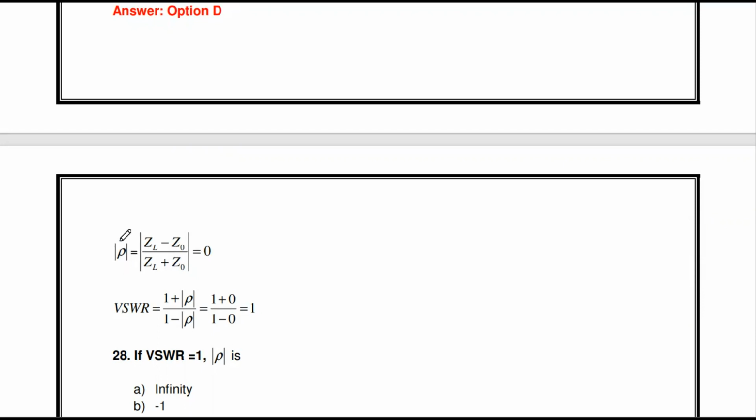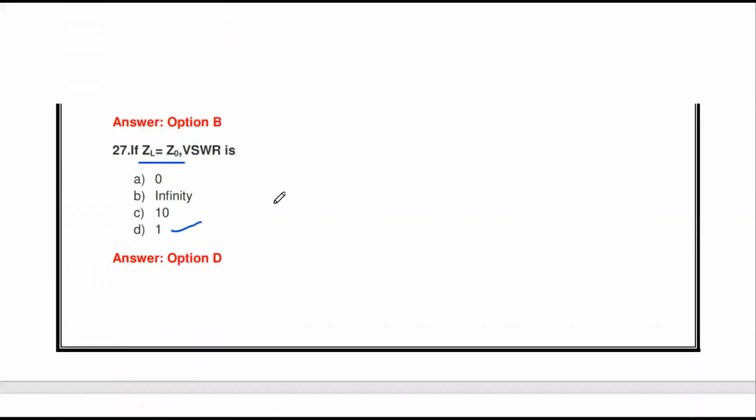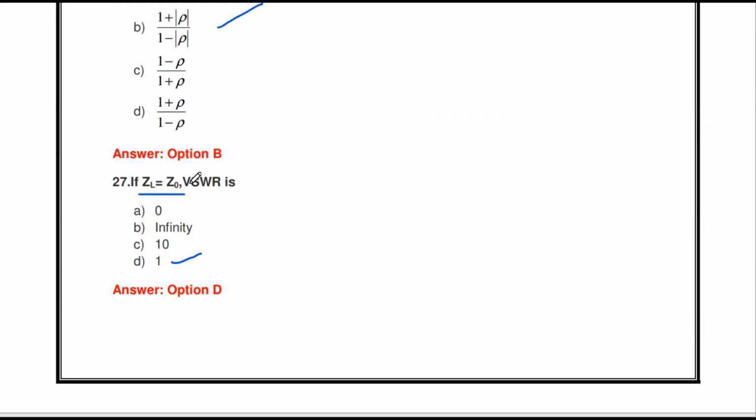Okay. Then you just substitute this rho value in the VSWR formula. So what is the VSWR formula? 1 plus modulus rho divided by 1 minus modulus rho. So the answer is 1. So if ZL is equal to Z naught, the VSWR is 1.